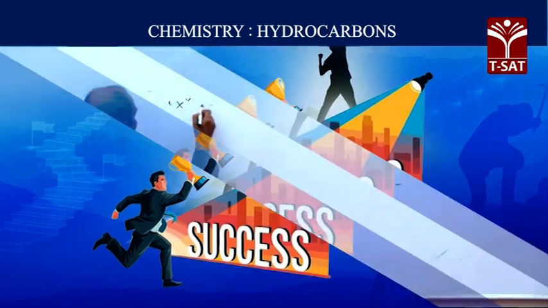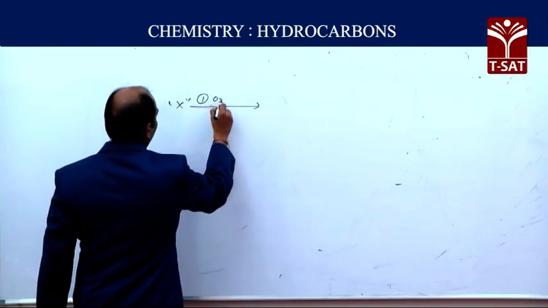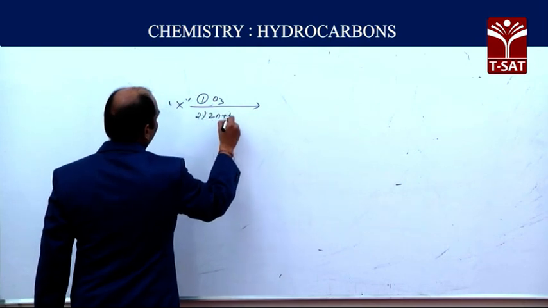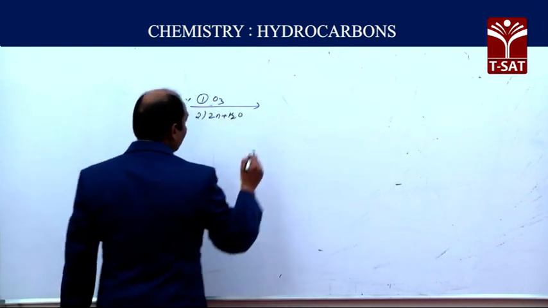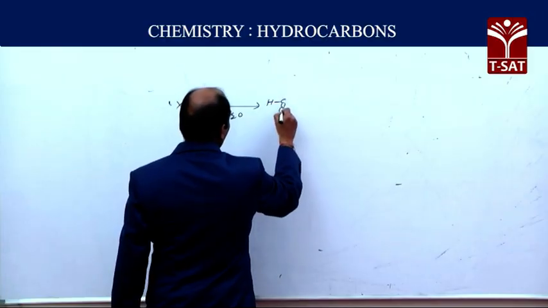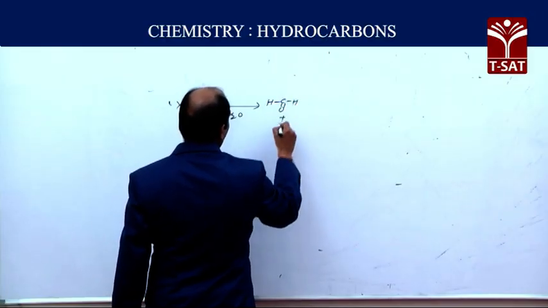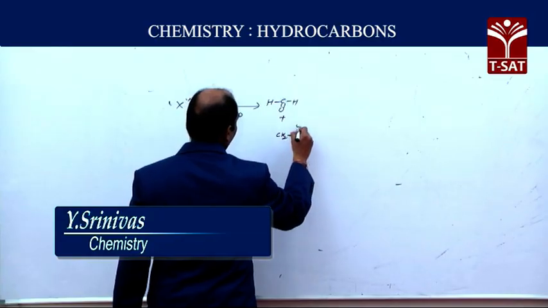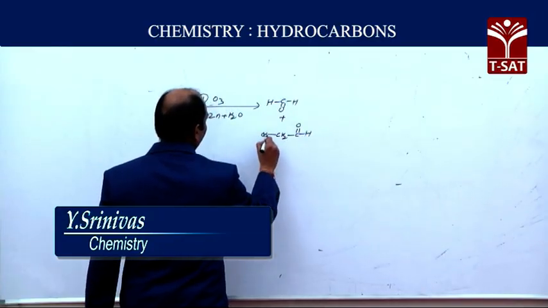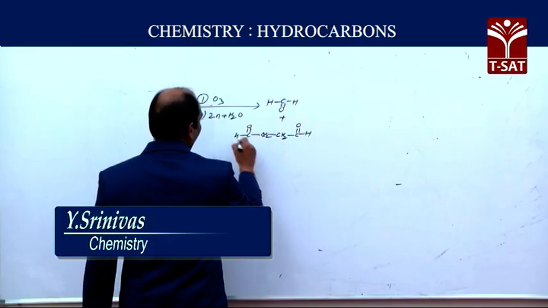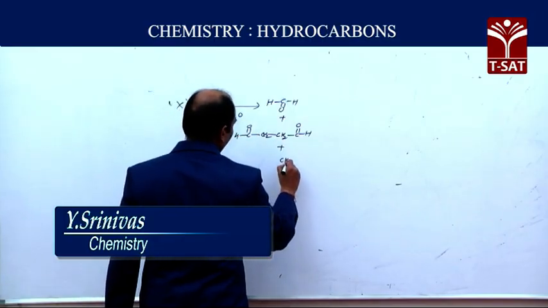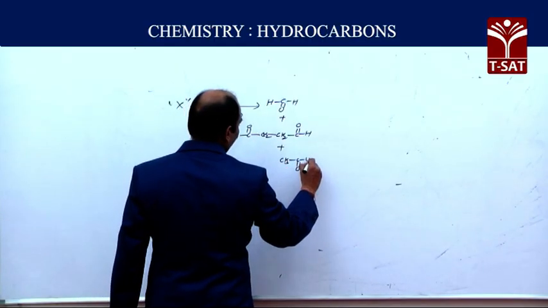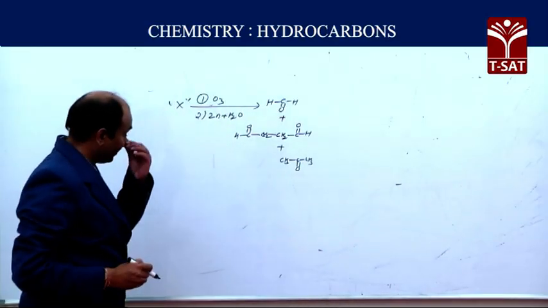Next, an alkene. Here it is subjected to ozonolysis, zinc plus water. Here we got 1 mole of formaldehyde plus 1 mole of succinaldehyde, this is succinaldehyde, and 1 mole of acetone. Now the question is, what is the structure of X?